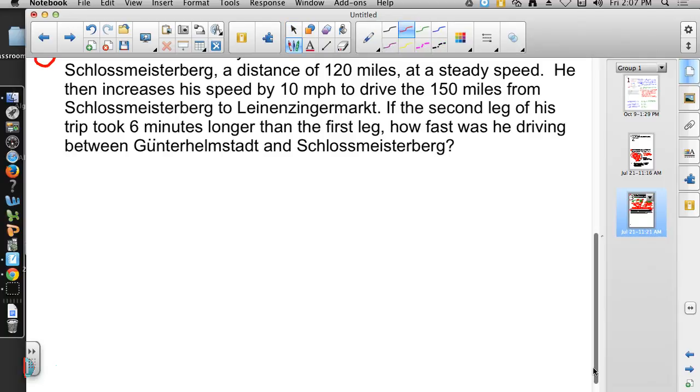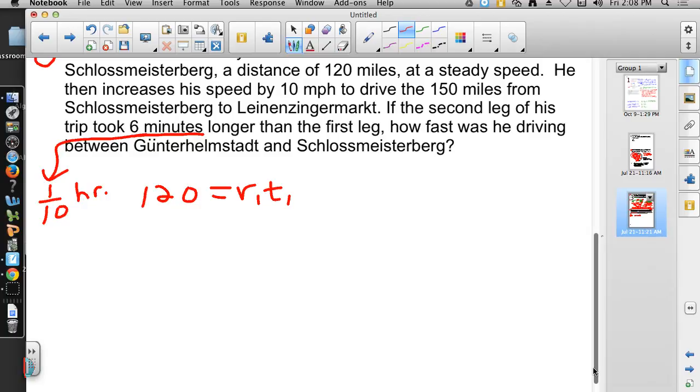So the first thing I noticed here was, 6 minutes? 6 minutes is 6 out of 60, or 1/10 of an hour, because the rest of the information is in miles and miles per hour. Now, it said the total distance, we've got 120 miles for the first trip. So 120, that's going to equal some rate and some time. That's going to give us that.